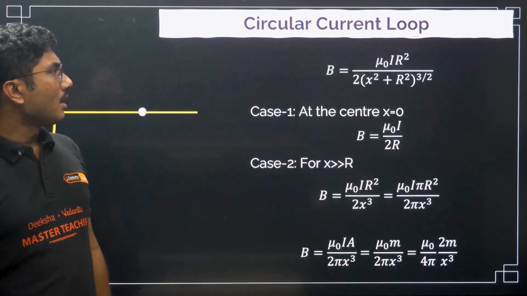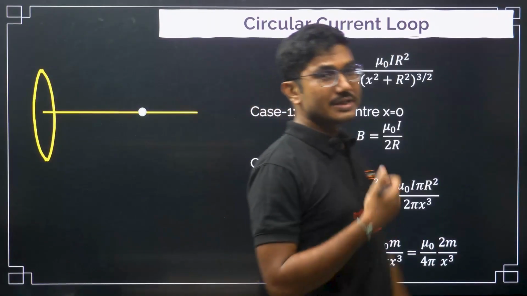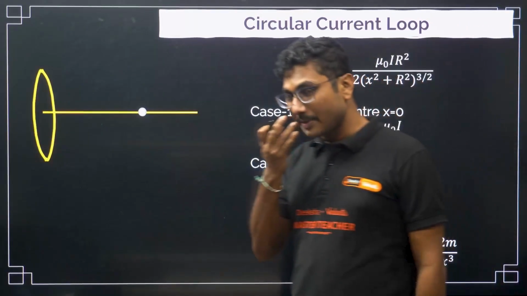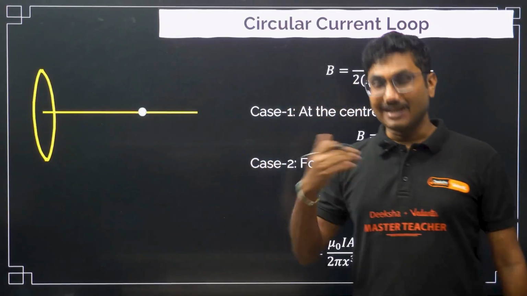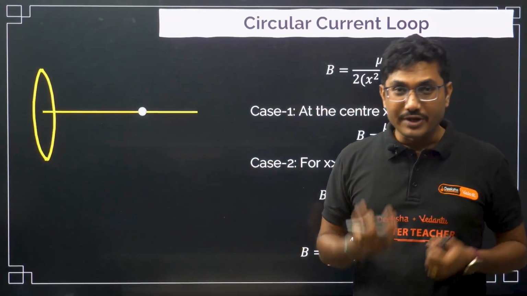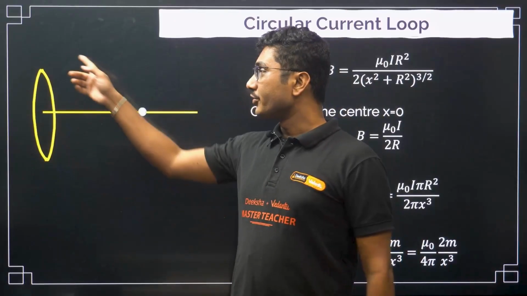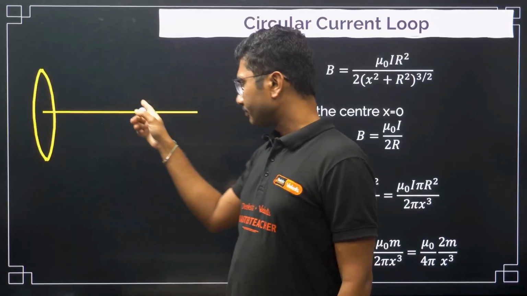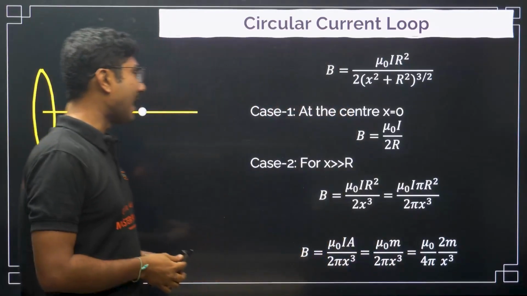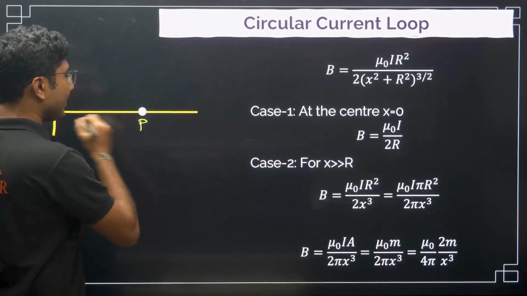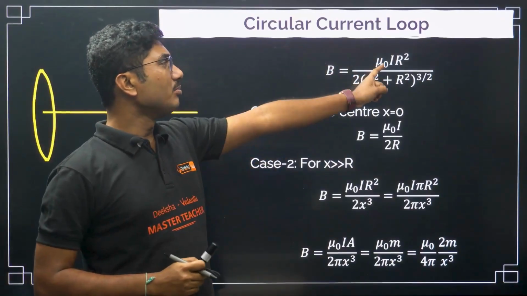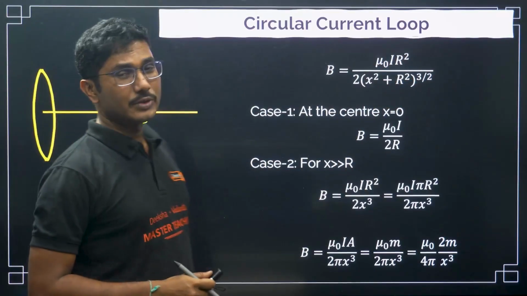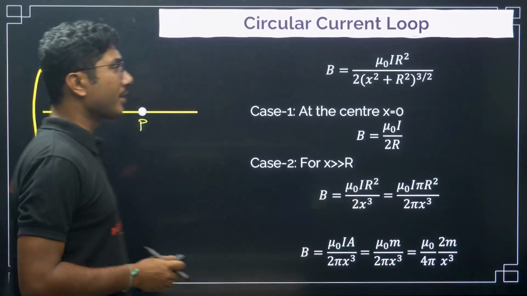Okay, now the current carrying circular loop. This is a very important concept, and I will cover the derivation in the 3 and 5 marker section, and the derivation comes year after year, almost every year. This derivation is again very important. So here we have a current carrying loop which is producing a magnetic field at this point P. You have to find the magnetic field at this point, and it is given by mu naught I r square divided by 2 times (x square plus r square) to the power 3 by 2. So this is also a very important formula to remember.